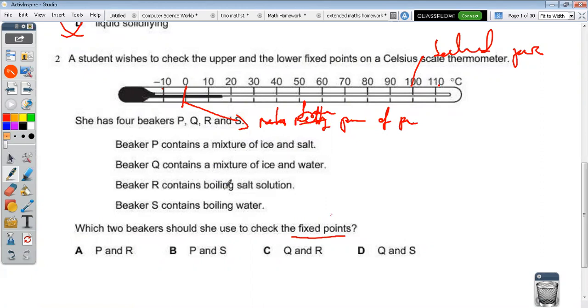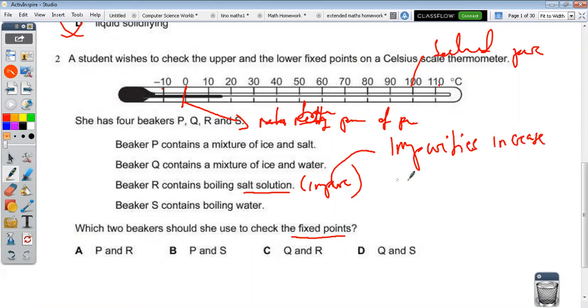So the moment I have salt, it's an impurity. Clear? So impurities in physics, they increase. You can write that impurities increase boiling point, clear. Impurities increase the boiling point of water. So the moment you have got salt, solid sugar, solution, whatever, the boiling point will be greater than this. So we can't use that for designing the thermometer.